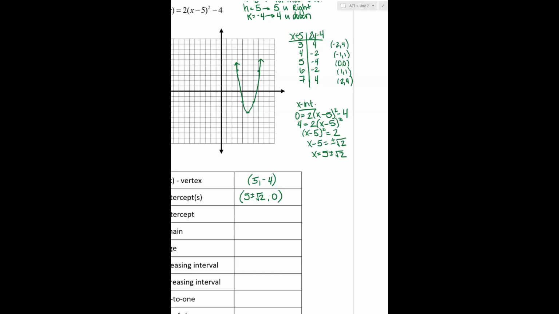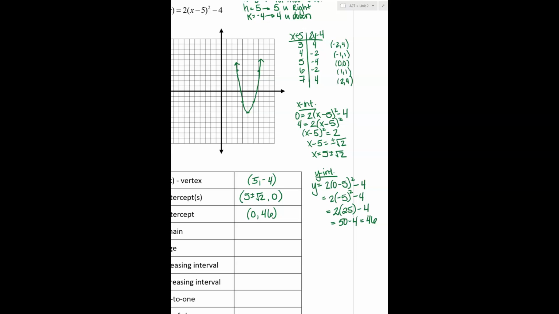All right, y-intercept. Do we know it? No, we do not. So the y-intercept, we're going to do the opposite. Algebraically, we're going to plug 0 in for x. And we're going to simplify down. So order of operations, we'll do what's inside the parentheses. So 0 minus 5 gives us that -5. Exponent means we'll square it. So we have 25. And then 2 times 25 is 50 minus 4 gives us 46. Whew, aren't we glad we're not graphing that one? So we have 0, 46.